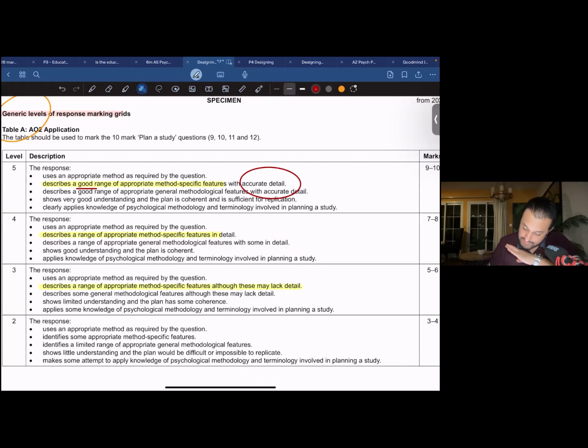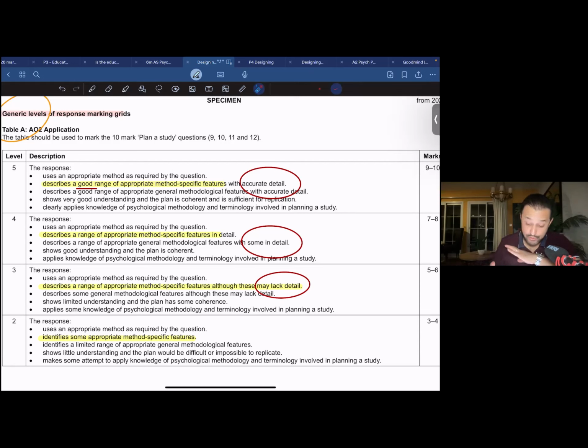Accurate detail versus some detail versus may lack detail, right? Now, over here, it identifies some appropriate method-specific features. You're just identifying them. You are expected to provide details, right? I just picked one point, right?